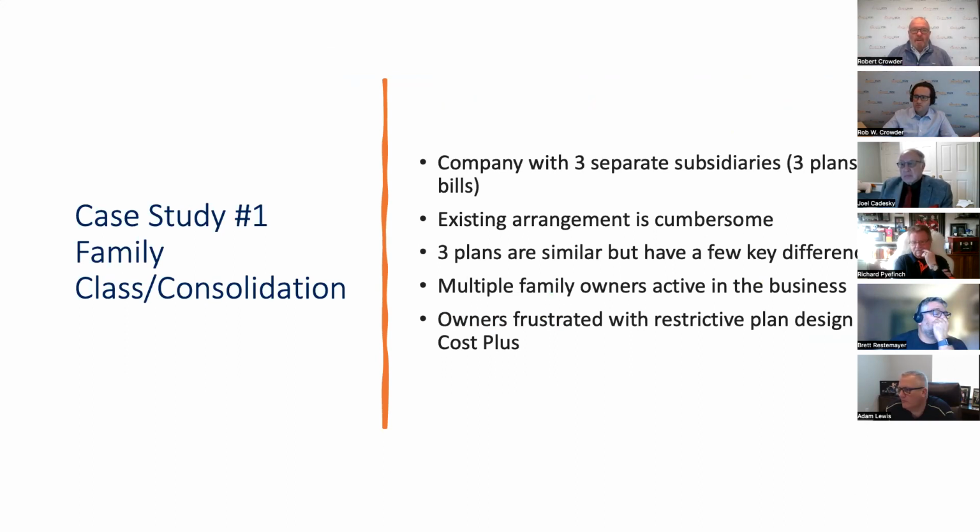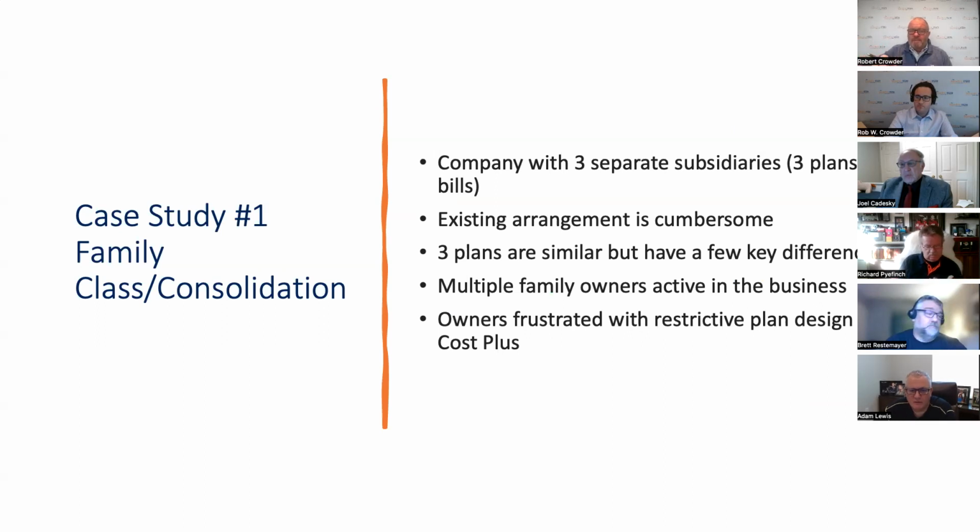This family was 3 brothers. They were working side by side, and they had 3 different companies, and they had 3 different plans in their 3 different companies. Simple as that. The existing arrangement they found was cumbersome because they were dealing with 3 different insurance companies and 3 different plans. The plans were similar in many ways, but there were a few key differences, and the key differences were very specific to their particular plans. The companies that they were running were very different companies.